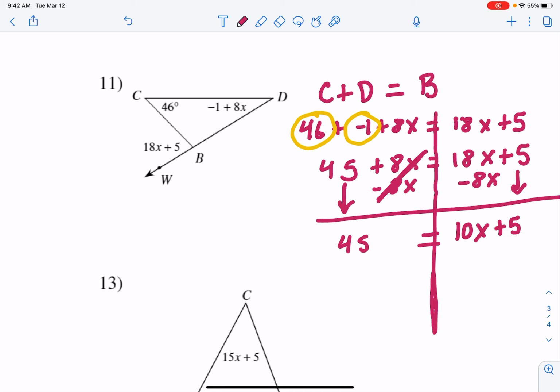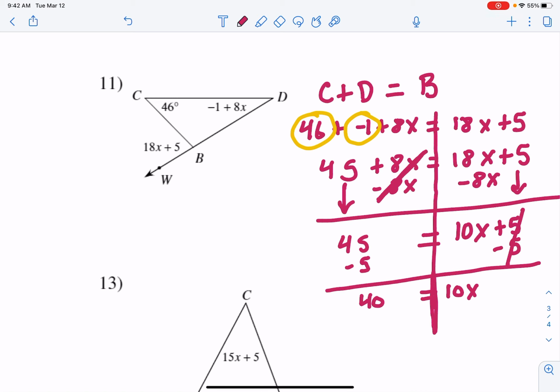All right, we are down to a two-step equation. Whenever you've got just a number on one side and your expression on the other side, you're always going to add or subtract first, and you do the opposite of whatever it says. So it says plus 5, so I'm going to subtract 5 from both sides. And then I'm going to cancel out these 5s. 45 minus 5 is 40.